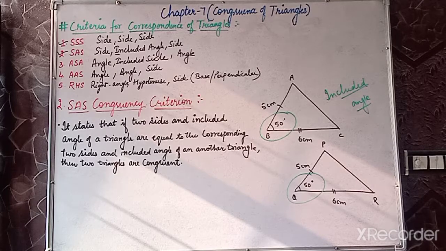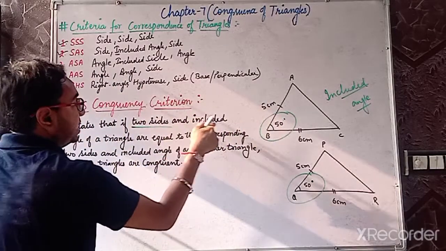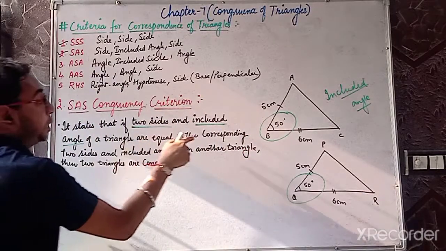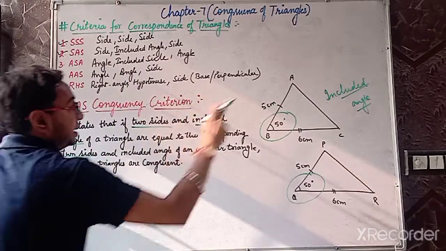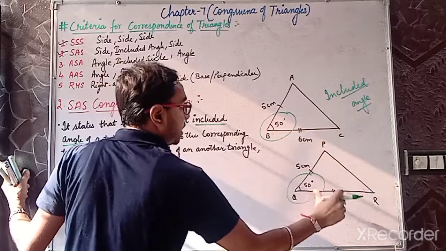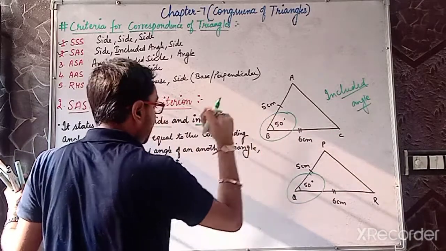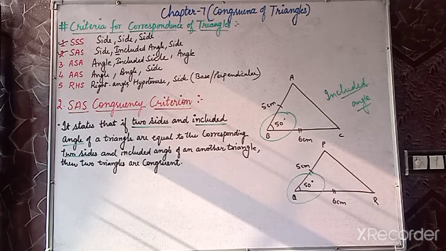SAS congruency stands for that if two sides, very important, two sides and included angle of a triangle are equal to the corresponding two sides and included angle of another triangle, then two triangles are congruent. Very easy. It means it is fulfilling the condition.